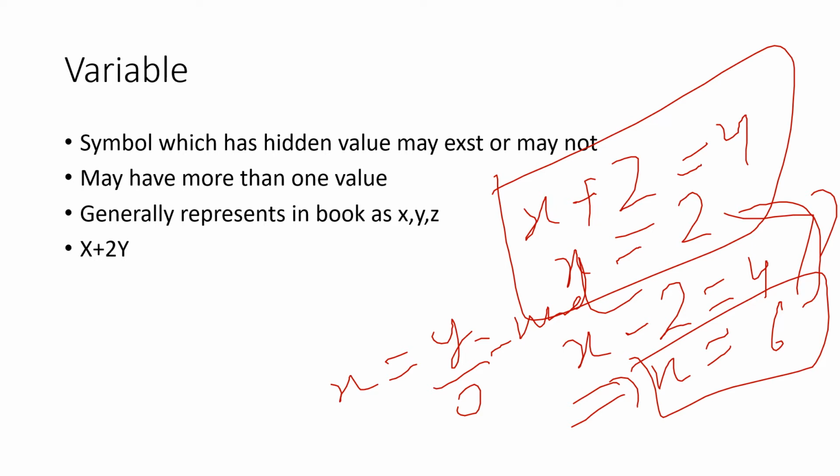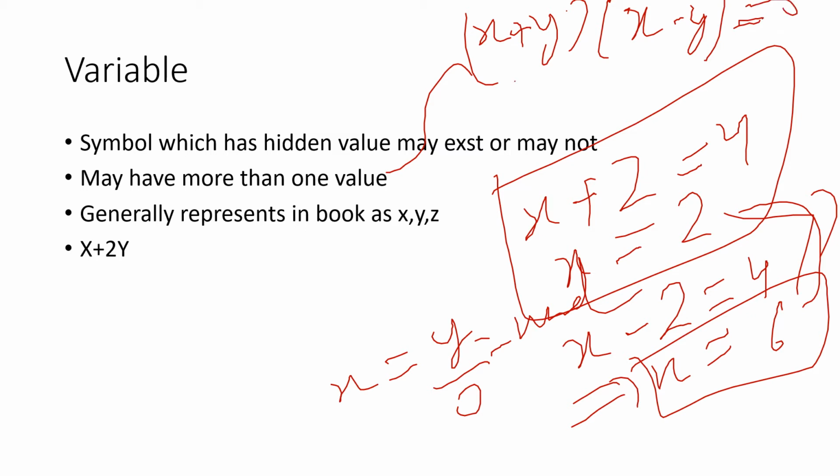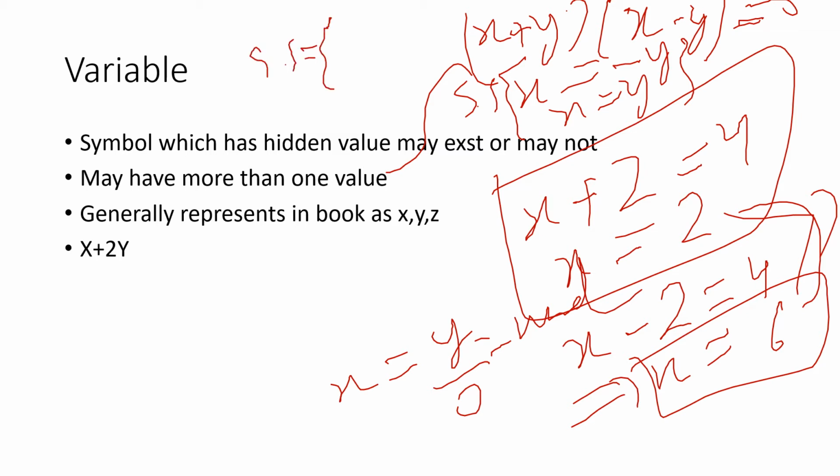A variable may have more than one value. For example, we have the equation x plus y into x minus y is equal to 0. So x is equal to minus y and x is equal to y is the solution set. So we have more than one value of x, that is minus y and y, or we can write it as y comma minus y. So it is more than one value.